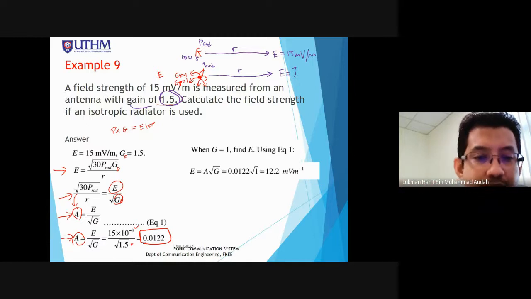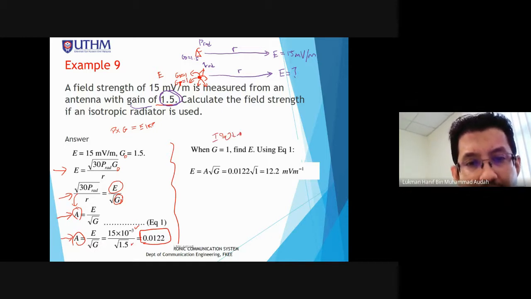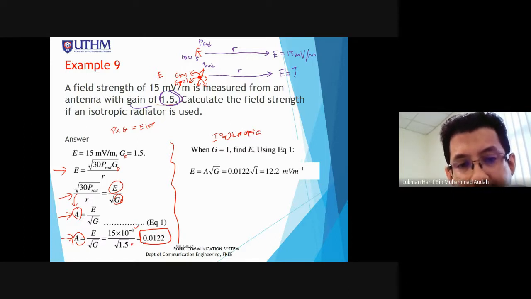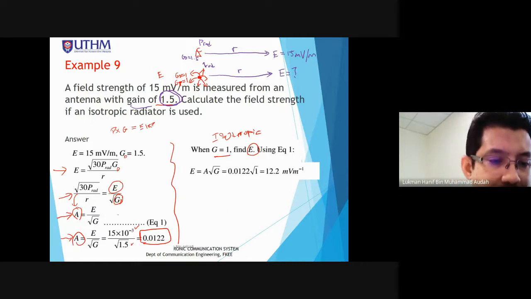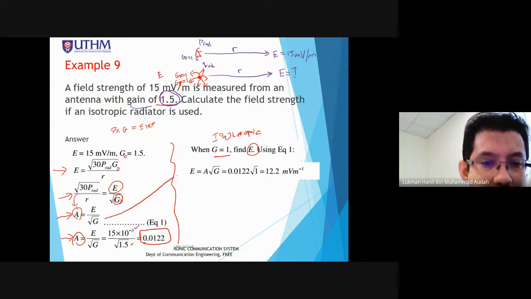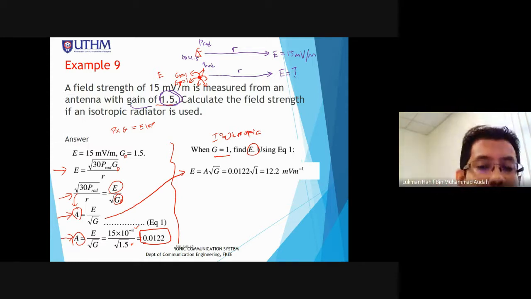Okay, so perhatikan untuk gambaran untuk bahagian yang sebelah kanan ini, apabila kita menggunakan isotropic antena, the gain is equal to 1. Okay, now we want to find the E field. Okay, so E field kita boleh menggunakan yang equation 1 tadi. E field adalah bersamaan dengan A multiplied with gain. A multiplied with gain.